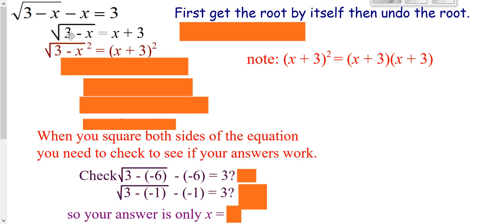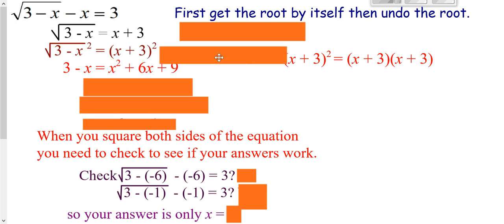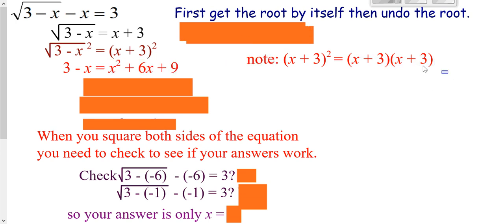If it was like a cube root, we'd cube both sides. So if you square your square root, it cancels, so we just have this. Over here, we have an x plus 3 quantity squared, but remember, x plus 3 quantity squared is an x plus 3 times an x plus 3, so then you'd have to FOIL out the right-hand side. When you FOIL out that right-hand side, you would get this.